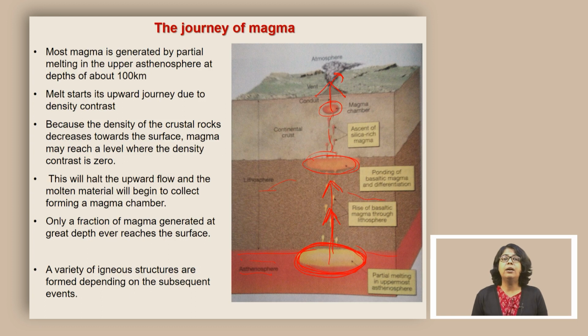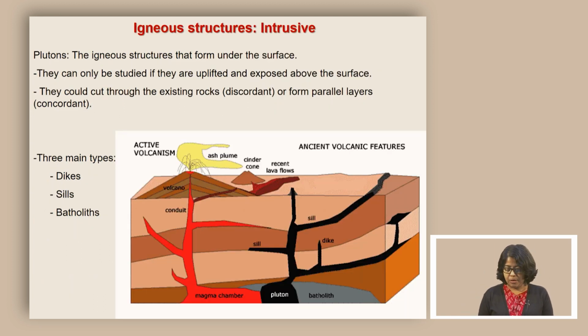In fact, only a small fraction of magma that is generated at great depths ever reaches the surface. Many of these magmas which actually start from the asthenosphere never reach the surface. They form various kinds of igneous structures inside the earth. In fact, they never come to the surface, and those kinds of structures are called plutonic structures. So, we are going to see some of these examples.